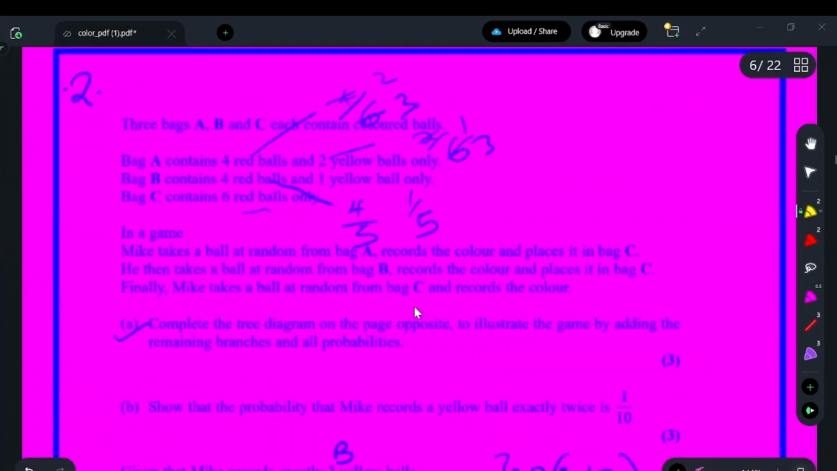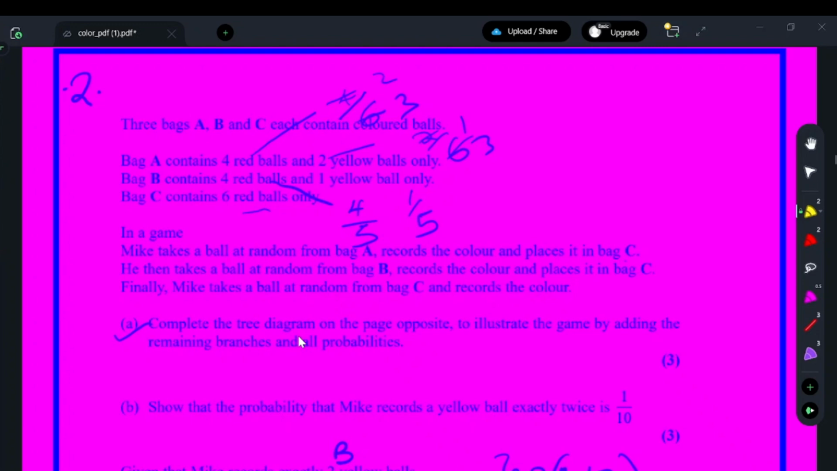Move to question 2, which is testing us on another question on probability with the tree diagram. We have 3 bags A, B, and C, each containing colored balls. Bag A contains 4 red balls and 2 yellow balls only. Bag B contains 4 red balls and 1 yellow ball only. Bag C contains 6 red balls only. In a game, Mike takes a ball at random from bag A, records the color, and places it in bag C. He then takes a ball at random from bag B, records the color, and places it in bag C. Finally, Mike takes a ball at random from bag C and records the color.